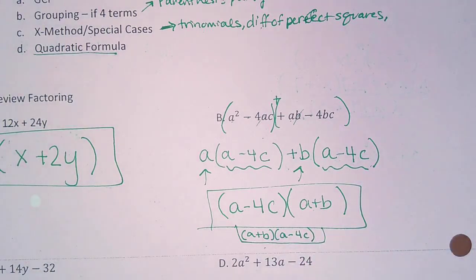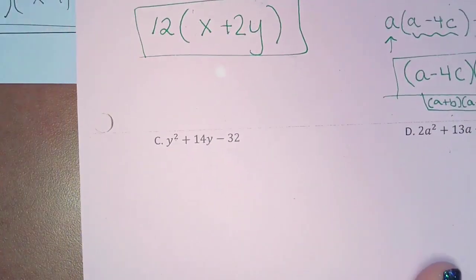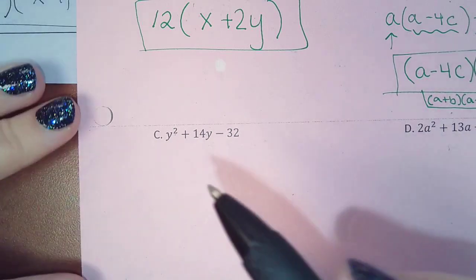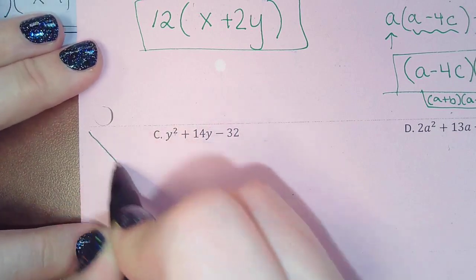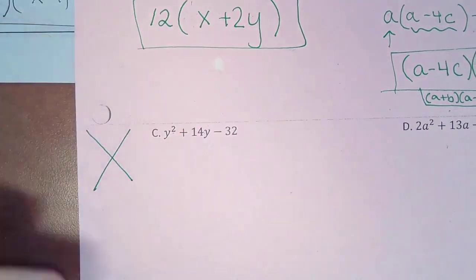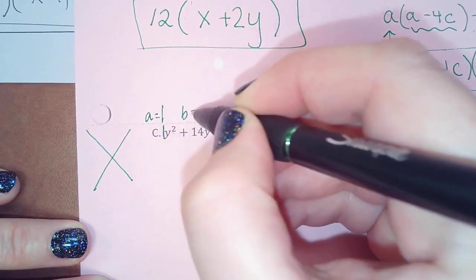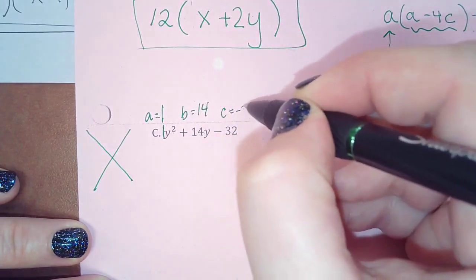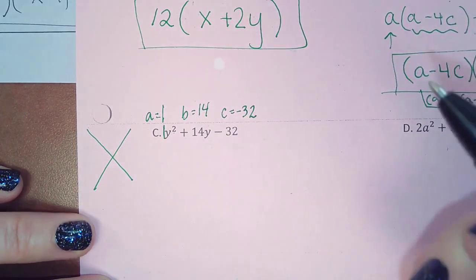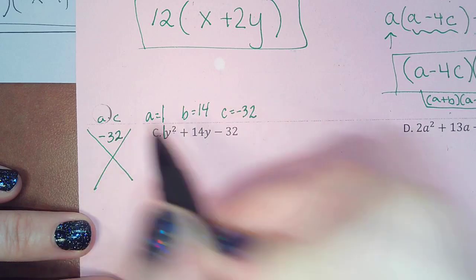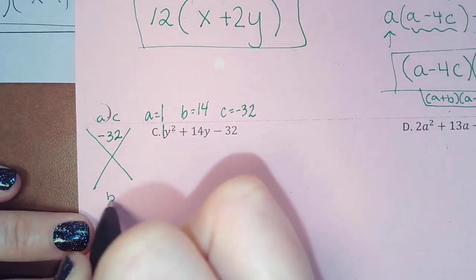C. So right away, I'm not noticing that this is anything super special. So I'm going to go ahead and use my X method. So I like to label. a is 1, b is 14, c is negative 32. So at the top of my X, a times c, so negative 32 times 1 is negative 32. At the bottom, b is 14.